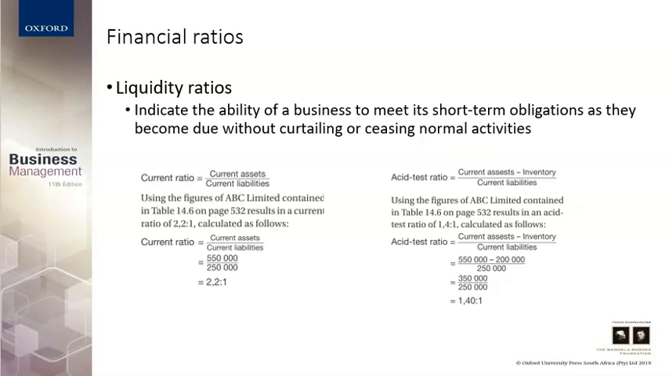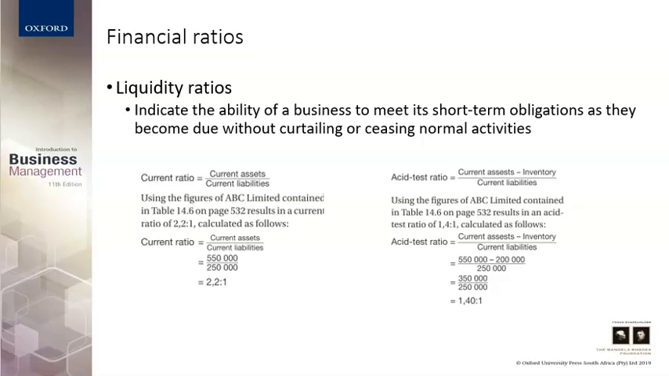So we'll look at the common ratios that you ought to know at this stage, and we'll start by looking at liquidity ratios. And these indicate the ability of a business to meet its short-term obligations as they become due without curtailing or ceasing normal activities. So when we say without curtailing or ceasing the normal activities, we are basically saying in financial terms, without affecting the general or the normal operations of the business.